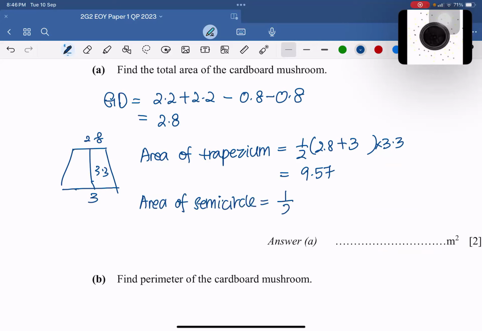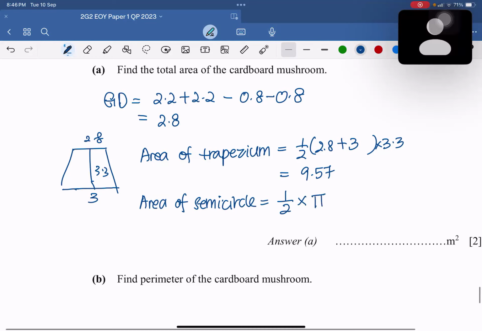Derek mentioned just now half, or is it Arya? I also don't know who. Half times half times pi times r. The radius is 2.2, squared. Correct. So let's calculate this number: half times pi times 2.2 squared.